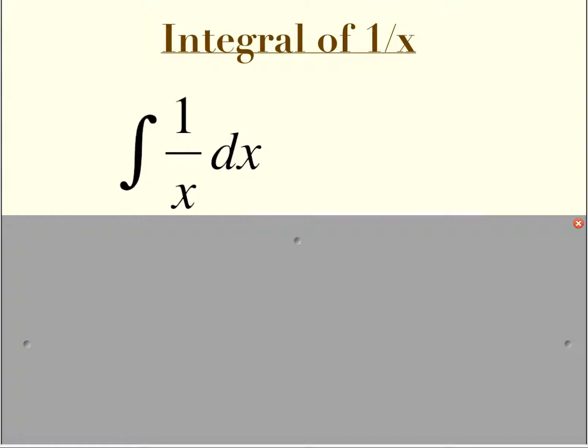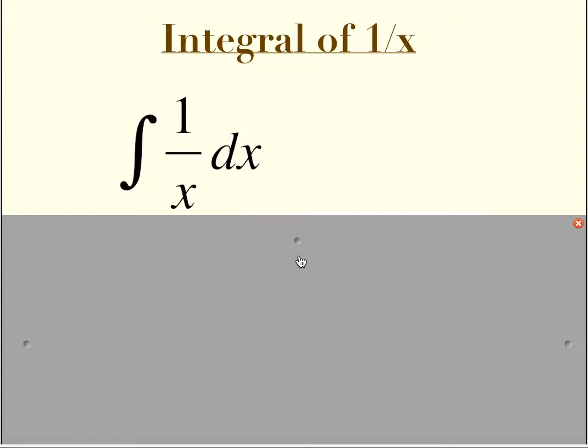So the integral of 1 over x. Does anybody recognize this as a derivative of a function? This is one where you can't bring the x to the top and use the power rule, because this would be x to the negative 1. And if you think about what the previous power would be, if I were to add 1 to that exponent, I would get x to the 0, which would just be 1. And this is not the derivative of 1.